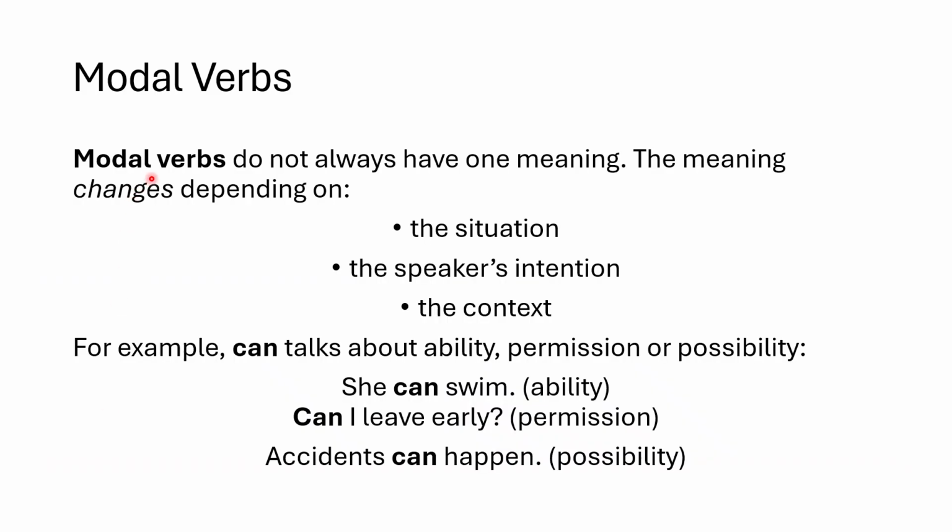Modal verbs do not always have one meaning. The meaning changes depending on the situation, the speaker's intention, or the context. For example, can talks about ability, permission, or possibility. She can swim. This expresses ability. Can I leave early? This expresses permission. Accidents can happen. This expresses possibility.